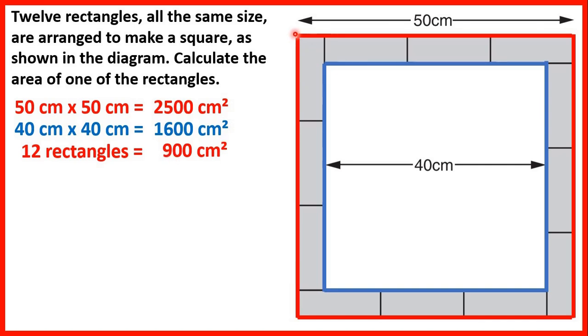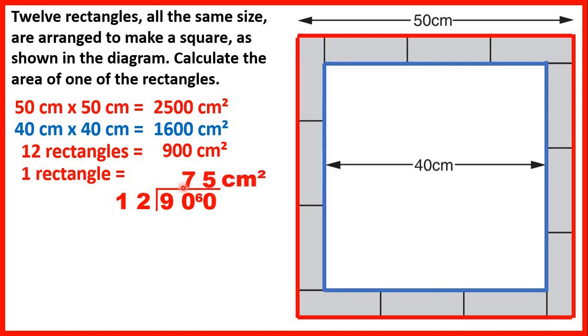So of the area inside this red rectangle, we have the bit that's in the square, so that's 1,600, and we have the 12 rectangles, which is 900 altogether. So if 12 rectangles have an area of 900 centimeters squared, we can find the area of one rectangle by dividing 900 by 12, and that gives us 75. So the area of a small rectangle is 75 centimeters squared.